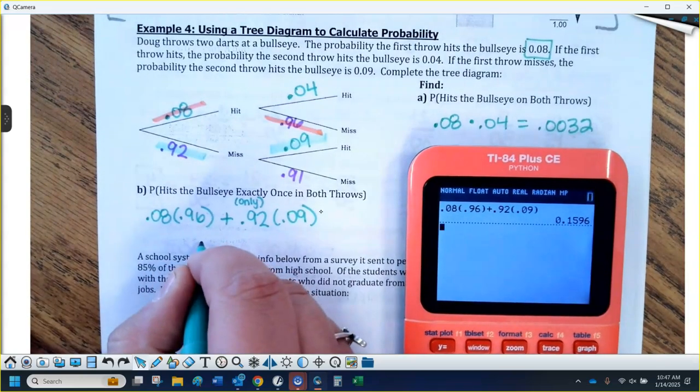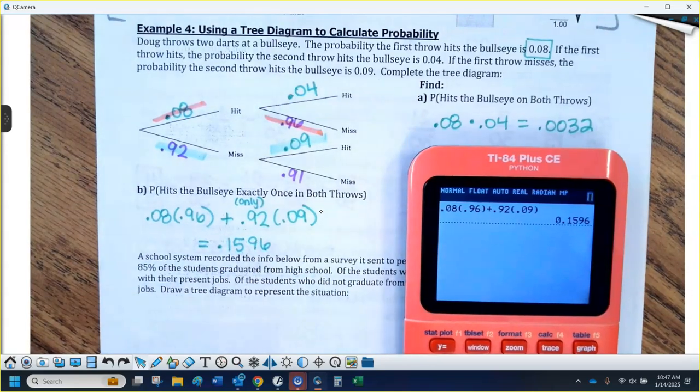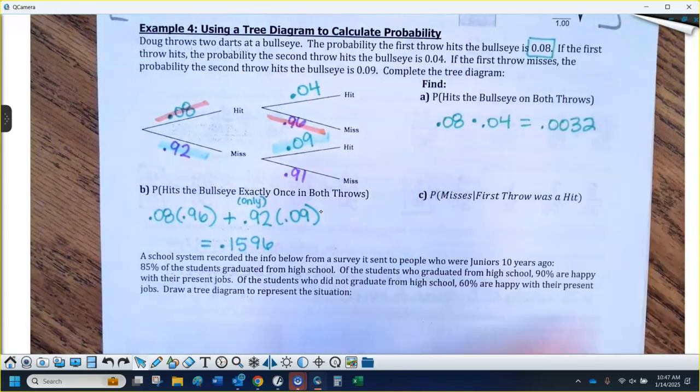But overall, the probability that you hit exactly once, I'll just go ahead and write all 4 of those decimal places because that's what I had there, would be close to 16% that you would hit the bullseye one time.